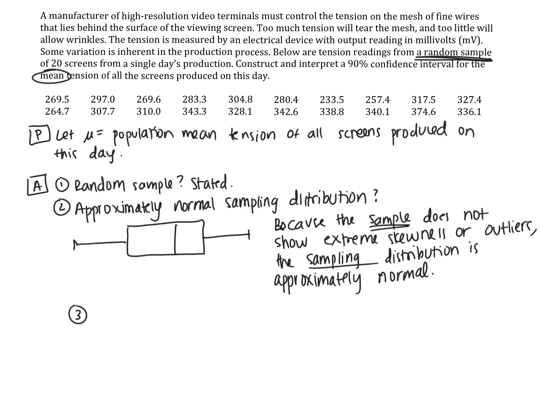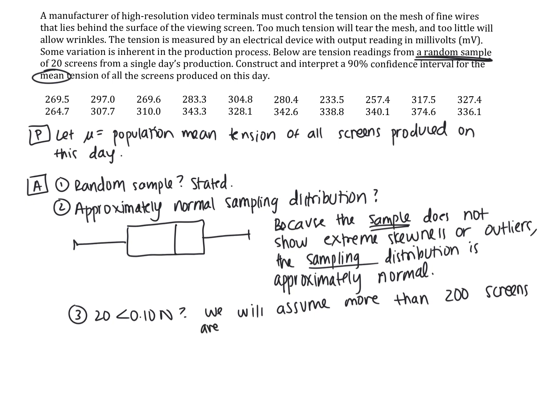Okay, third one, sample size has to be less than 10% of the population size. I don't know how many of these screens are produced, so we're just going to say we will assume more than 200 screens are produced each day. Really, it should be this day.